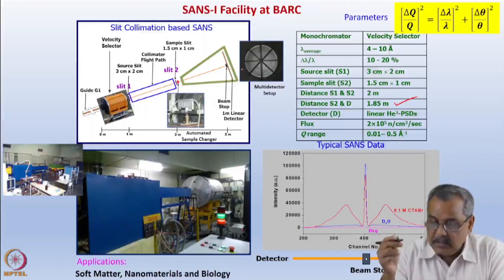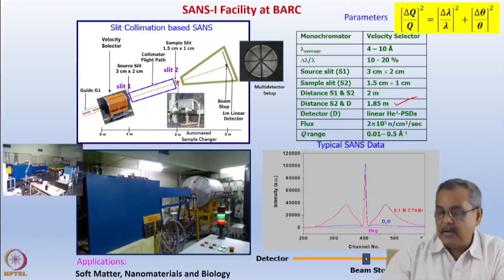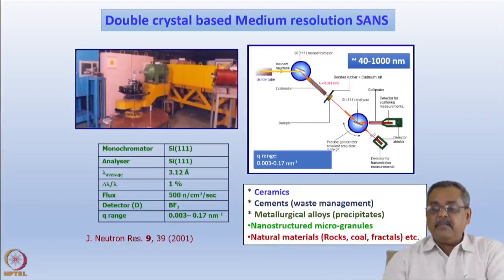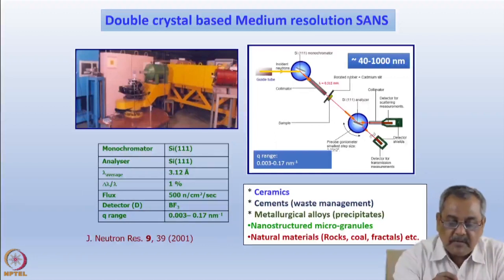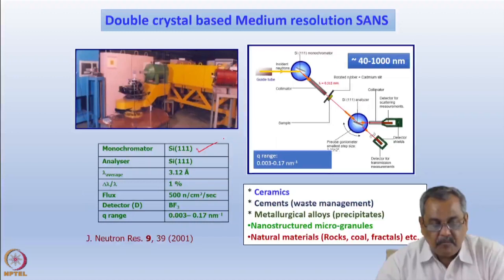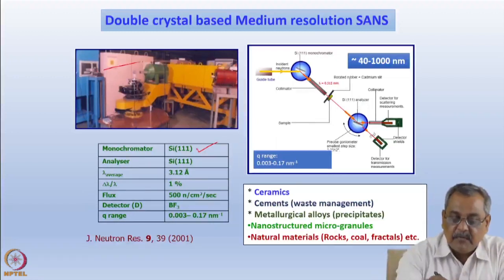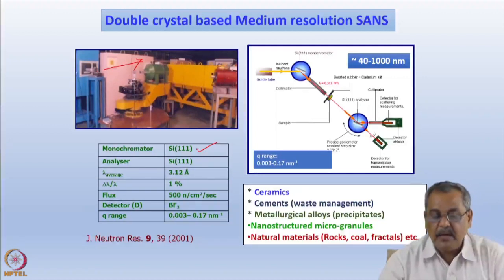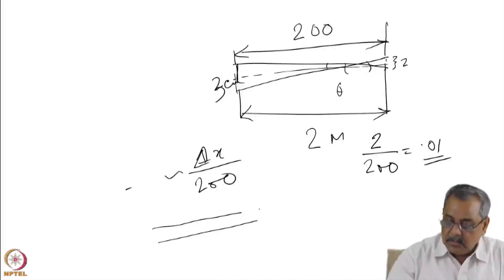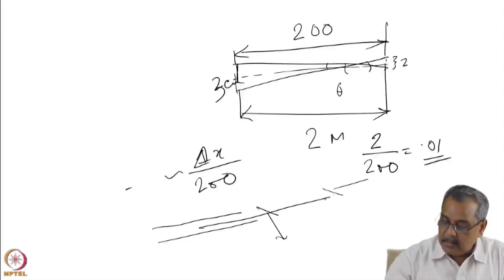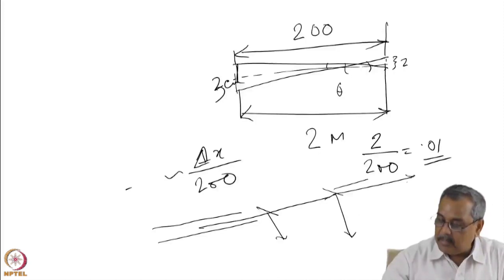So it's an improved version, and this has been used till the last few years. This is the double crystal based medium resolution SANS, which I explained to you just now. Both these crystals, one here and one here, use the silicon 111 reflection from the incoming guide beam. I can show you later that on this guide, the guide goes on, then a beam comes out to this instrument, the guide goes on further, then a beam comes out to the reflectometer, then the guide goes further, and there is a velocity selector and the SANS machine.